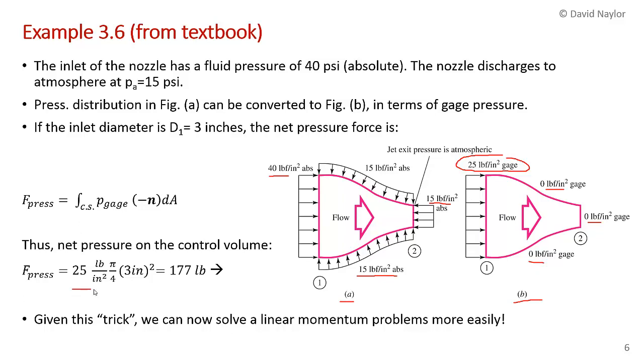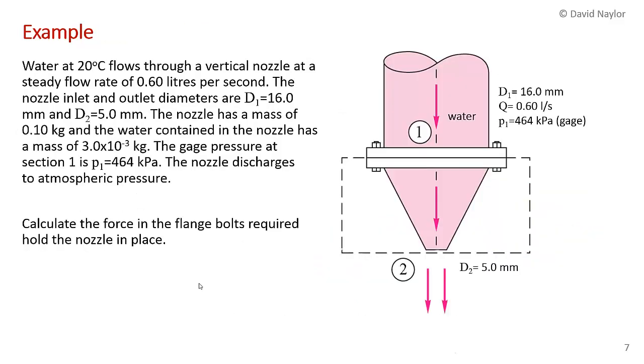So that's 25 psi, pounds per inch squared, and you're told in the problem that this distance here, the diameter, is 3 inches. So pi d squared upon 4, and you get 177 pounds, and that's the net pressure force on the nozzle. So I think you can see from this how this trick makes it much easier to solve the pressure force part of linear momentum problems. Okay, so now we've got this under our belt, let's do a more complex example.